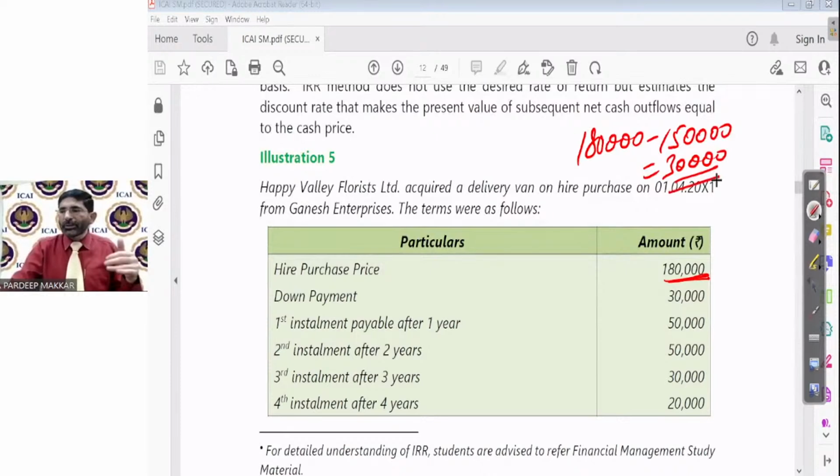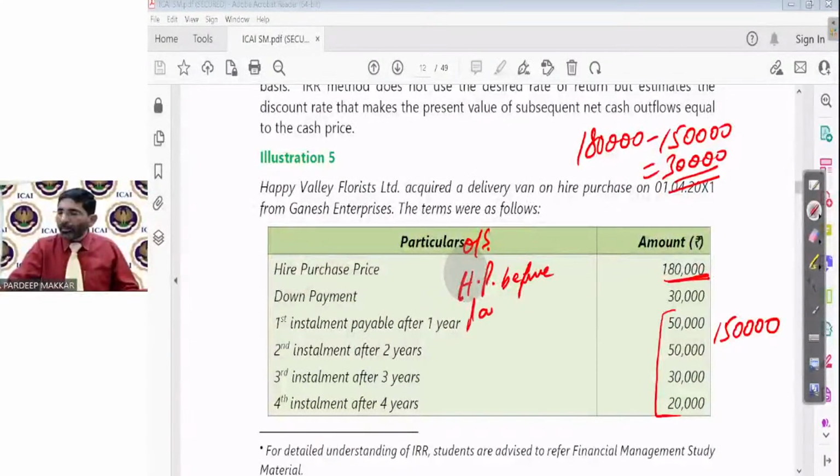So whatever is the total interest to be paid, that is to be proportionately allocated between the installments. For that purpose, I have not added down payment in it. If you will see, I have done total of only these. The total of this is 1,50,000, beta. So there are 3 columns: amount, HP price outstanding, HP price before payment of installment. So this is how much? This is to be taken here.